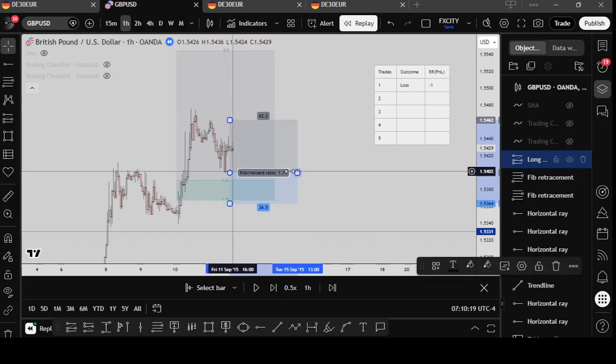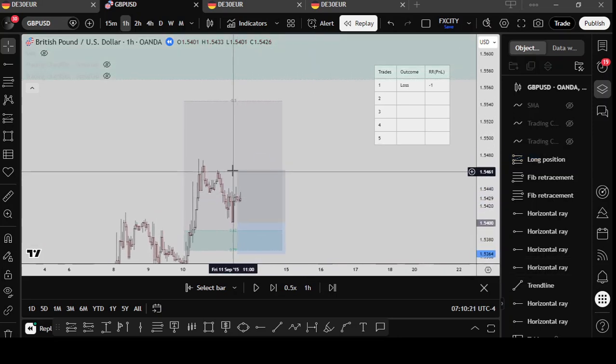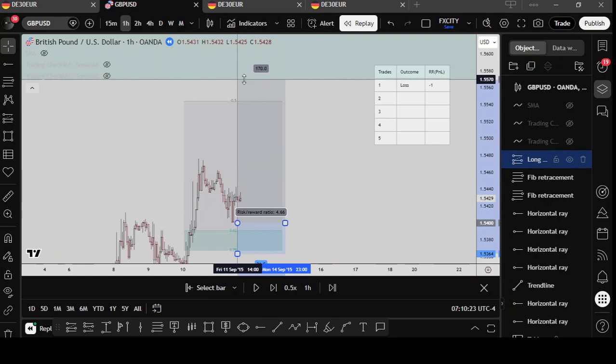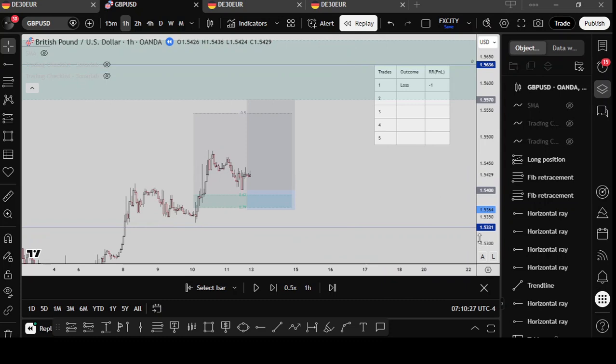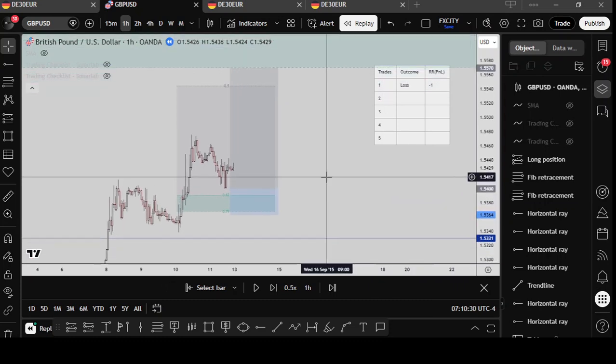my stop loss is going to be here, right? Stop loss there, and then the target for this is going to be this fib, because that's the only area where we have a potential daily level. So let's play that.